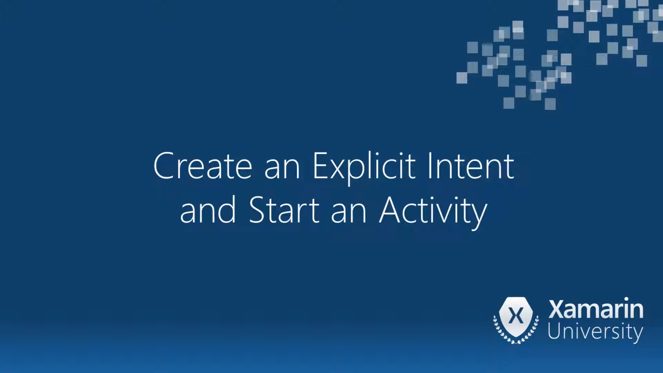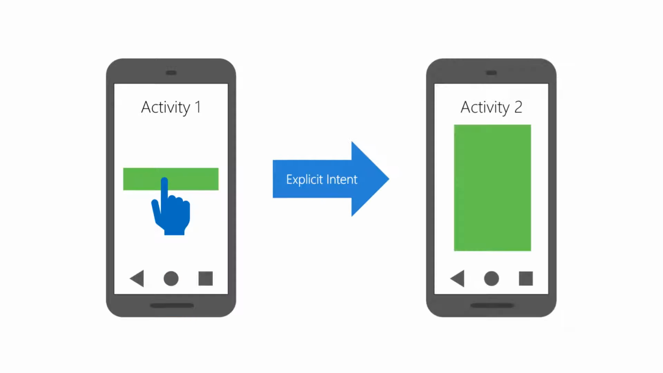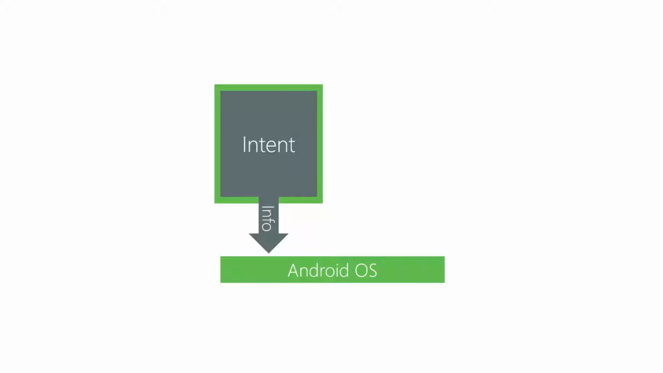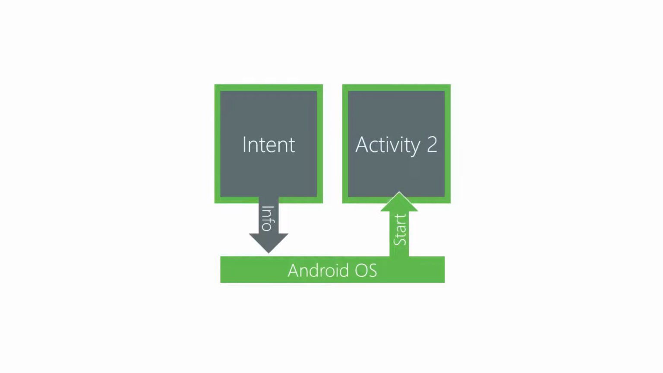In this video, we'll learn how to create an explicit intent and use it to start an activity. An intent is a request you send to Android to start a new activity. You create the intent, load it with information about the activity you want started, and then send the intent to Android. Then Android starts the activity for you.